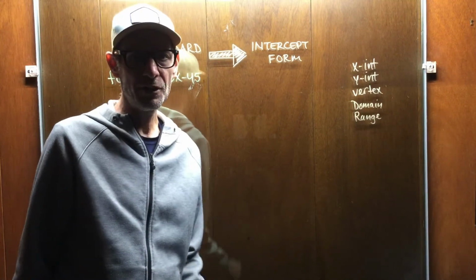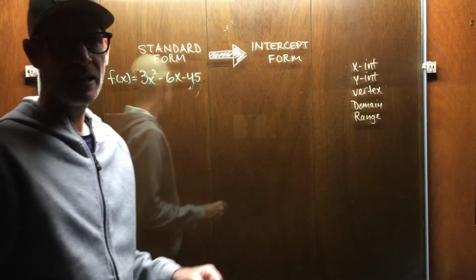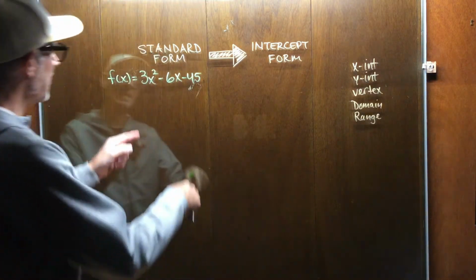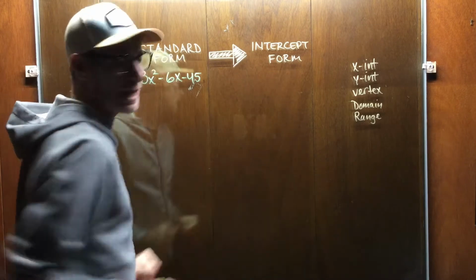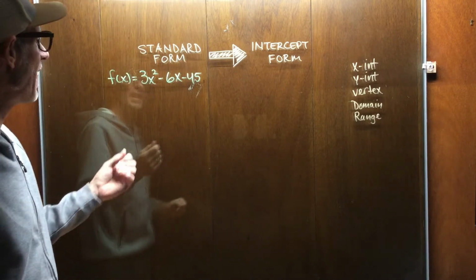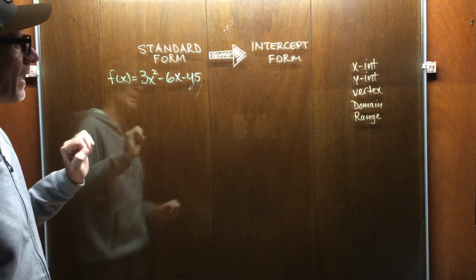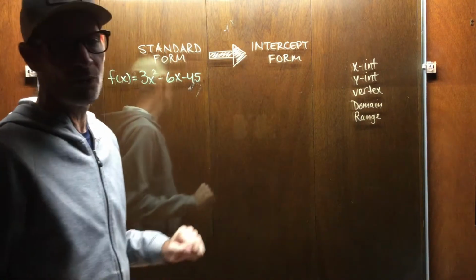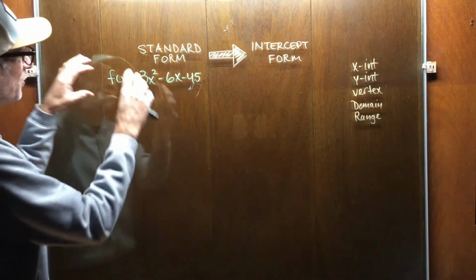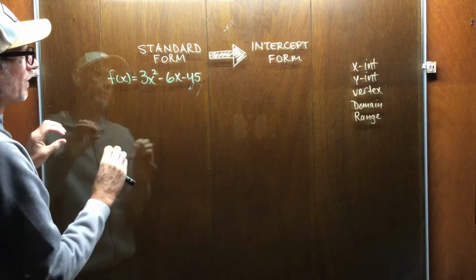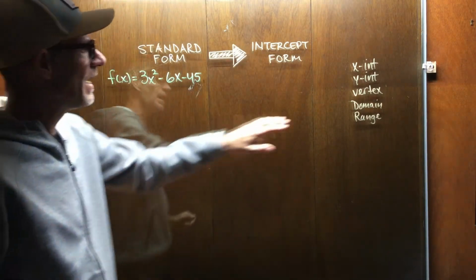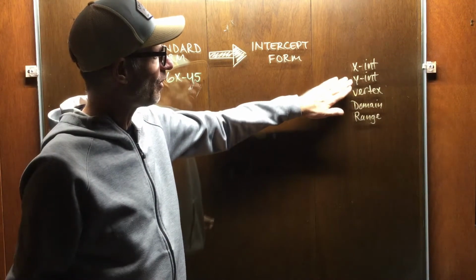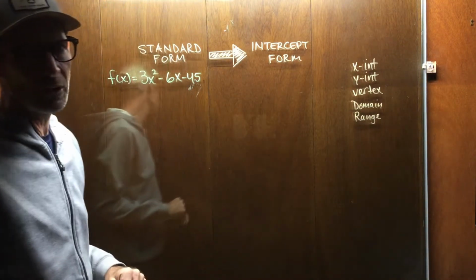Hello, Math 2 students. The purpose of this video is for you to learn how to take an equation that's in standard form and change it to intercept form. That way you have the advantage of everything that standard form tells you and everything that intercept form tells you. And once we're able to have our standard form equation and also our intercept form equation at the same time, it's easier to find all of the key characteristics that we're looking for.